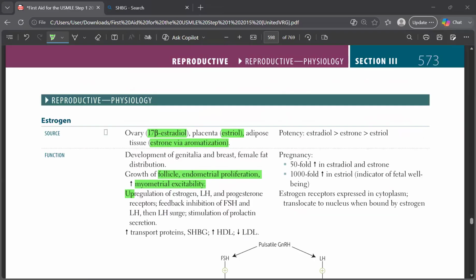To discuss reproductive physiology, the first hormone we're going to discuss is estrogen. The source of estrogen is the ovary that produces 17 beta estradiol, the placenta that produces estriol, and adipose tissue that produces estrone via aromatization. The potency is such that estradiol produced by ovaries is stronger than estrone produced from adipose tissue, and estrone is stronger than estriol produced by the placenta.